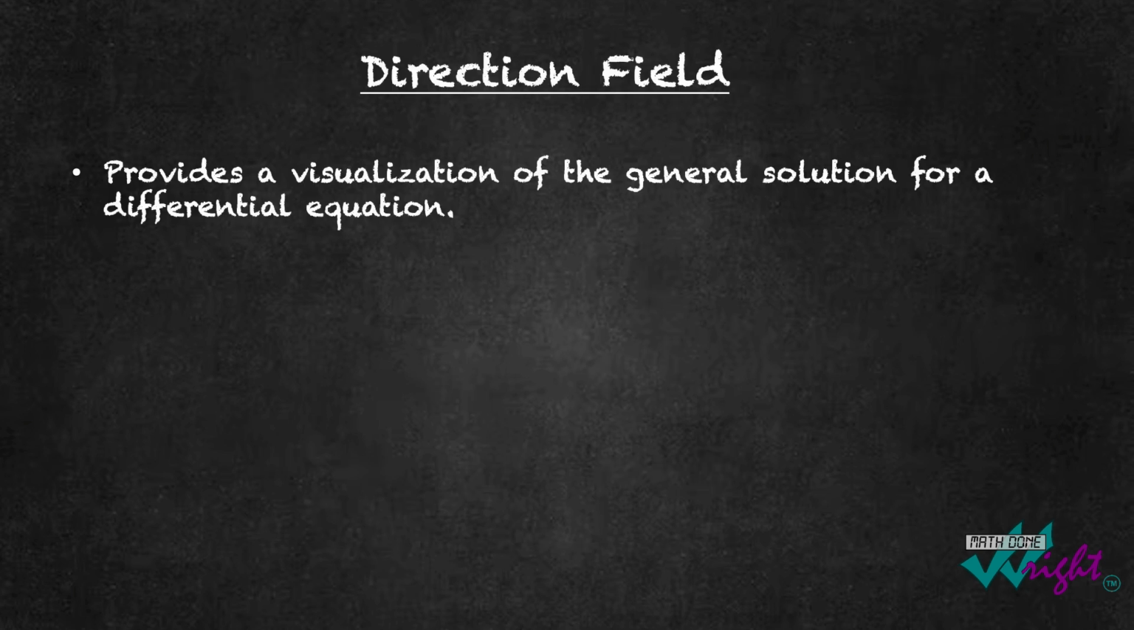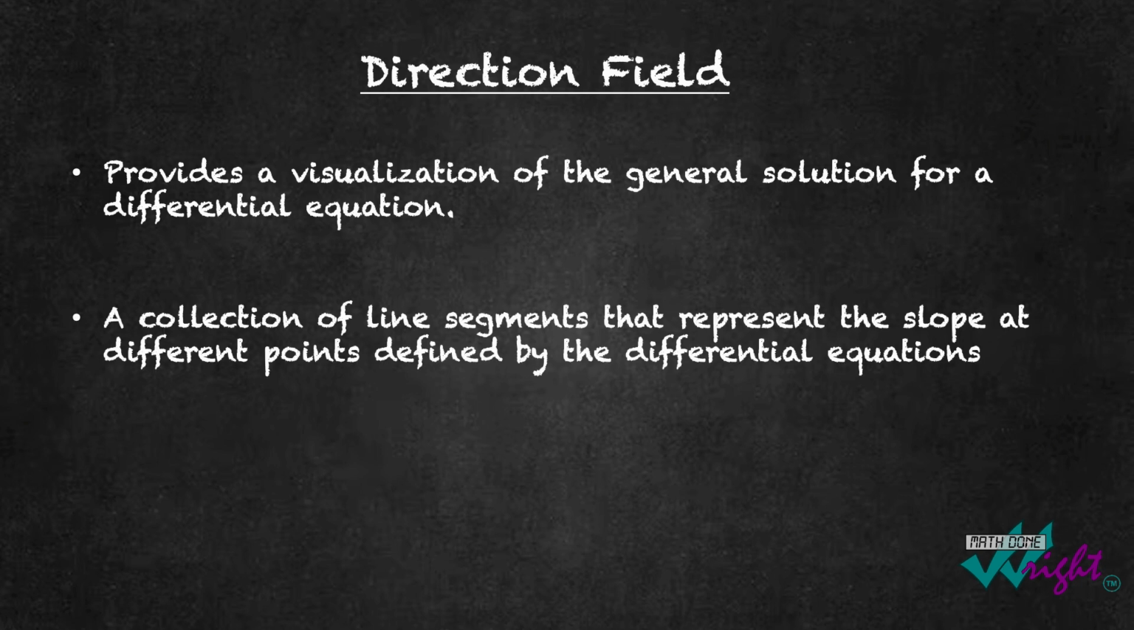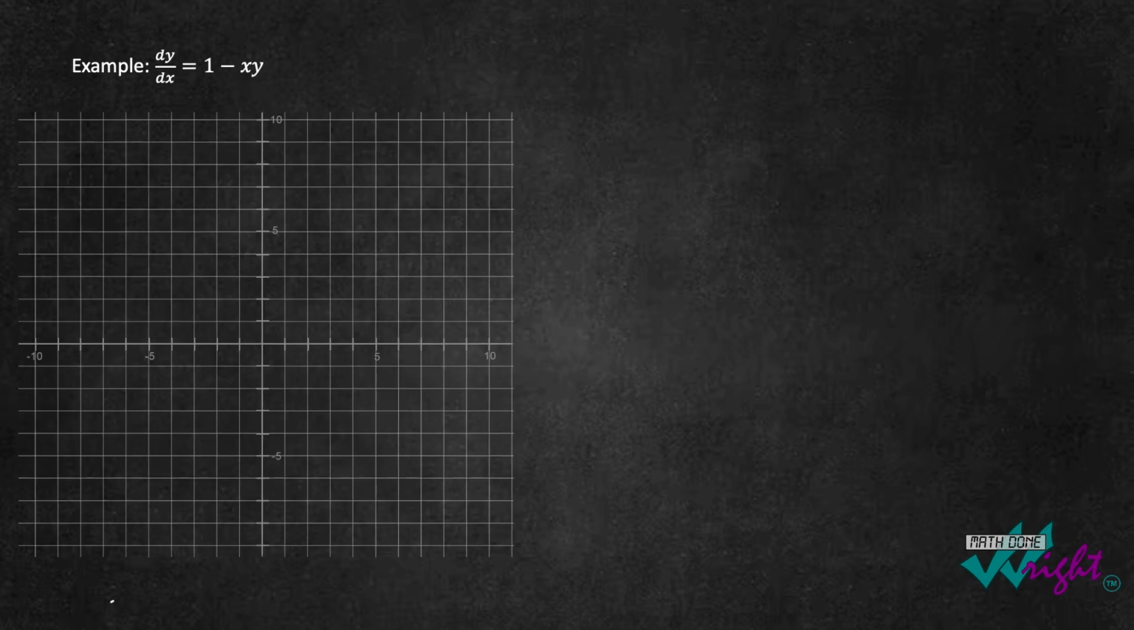Direction fields are the graphs of differential equations that allow us to visualize possible general solutions. We are able to see these graphs due to the collection of line segments, also called lineal elements, that represent the slope at specific points defined by the differential equation. Typically, when graphing a direction field for a differential equation, you will use some form of technology.